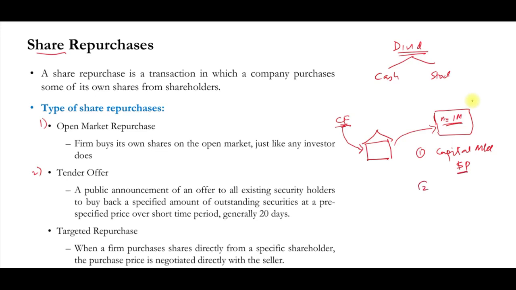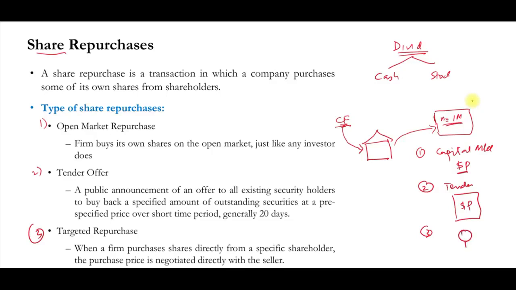Number two is the tender. The company will announce a tender, and in that tender the price should be specified, so those who want to sell to the company at this price, they would sell it. The last is targeted repurchase. In the targeted repurchase, the company actually buys the stock from specific shareholders.